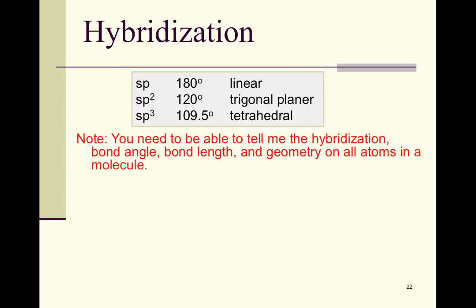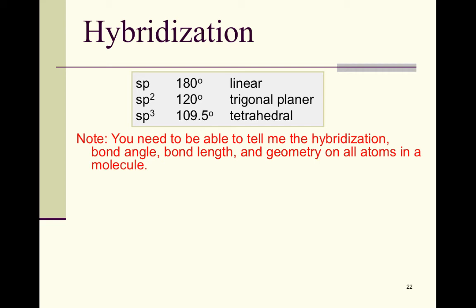Hybridization. One of the things organic chemists like to do sometimes, instead of telling you bond angle, bond lengths, and the geometry like linear or trigonal planar, is to just say, hey, the carbon is sp2 or the carbon is sp3, and then we know all the other pieces about it. If it's sp3, I know it's a 109.5 degree bond angle, I know it's tetrahedral, and I know all the bond lengths. So that's a shortcut way of describing carbons.